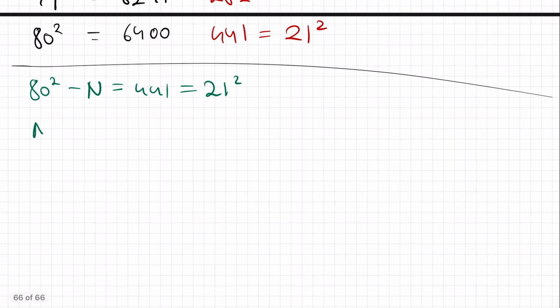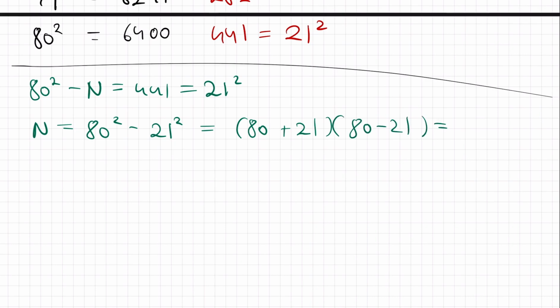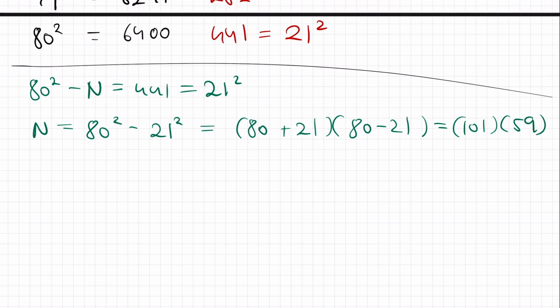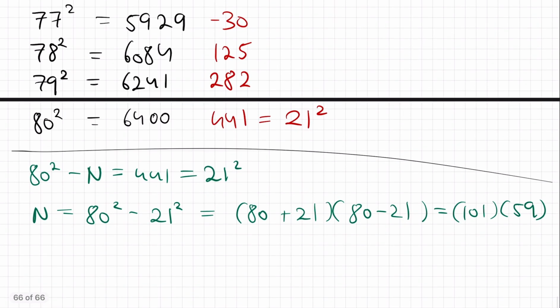So now let's rearrange this into n is equal to 80 squared minus 21 squared, and now we can use difference of two squares. 80 plus 21, 80 minus 21, which comes out to 101 and 59, like so. So there we go, we managed to find more factors of 5959. And I'm not actually sure if these two numbers are prime, but actually I know 59 is prime, so it's likely this one's prime as well.